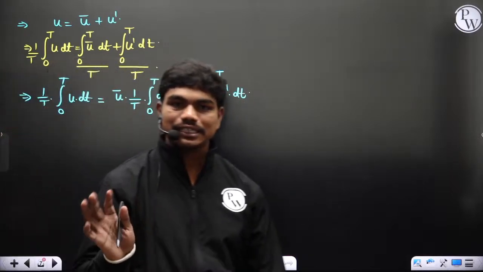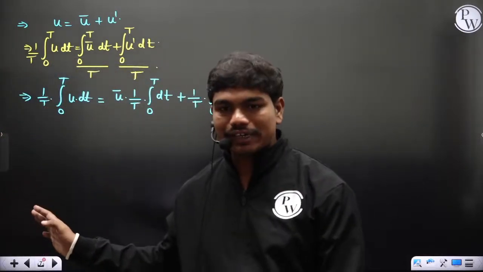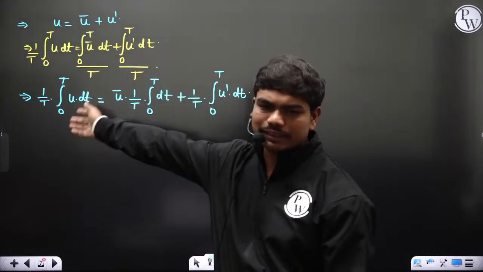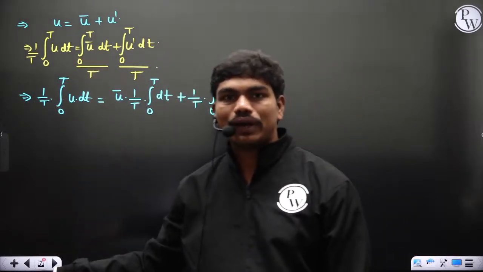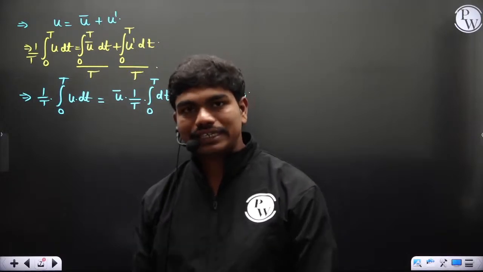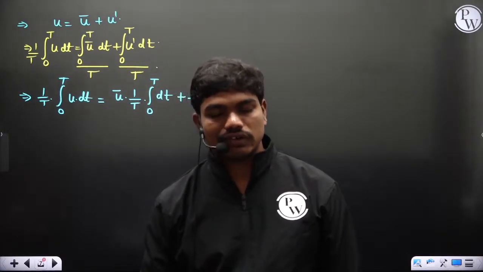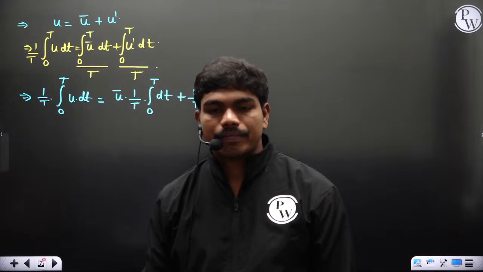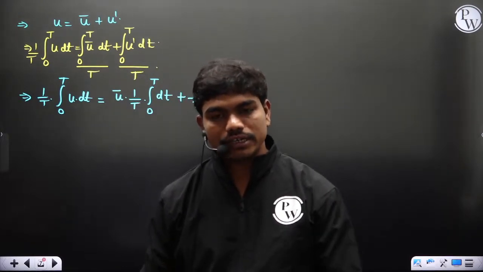Are you all clear till this point? It is just some mathematical adjustment, that's it. I haven't done anything big. I'm just making you understand how the velocity is taken for the analysis in the case of turbulent flows. Clear till this point?